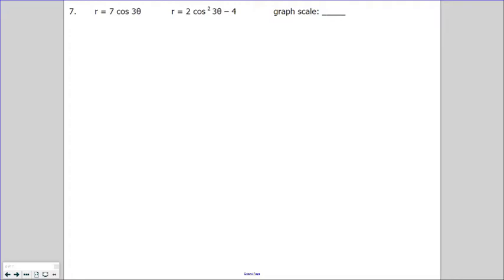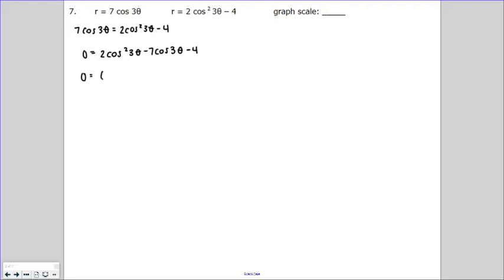So we're going to start by setting each of these equal to each other. 7 cosine 3 theta is equal to 2 cosine squared 3 theta minus 4. Hopefully we can see where this is going. We've got cosine and cosine squared, which means I'm going to get everything on one side, and then we're going to be able to factor this. Now, this is factorable because the angles are the same. Both of the angles for cosine are 3 theta. If they were different, we would not be able to do this with the same approach.